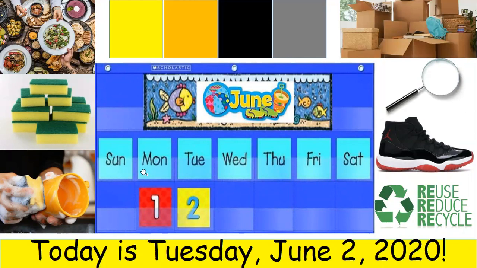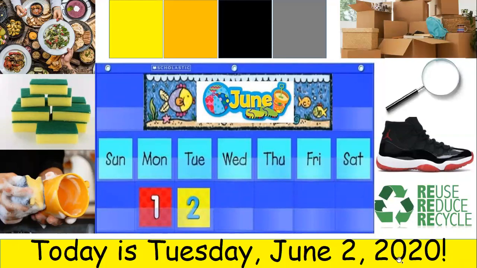If yesterday was Monday and tomorrow is Wednesday, what's today? Today is Tuesday. That's right. Today is Tuesday. And if we look down, today is what number? One, then two. Today is the second, or two.